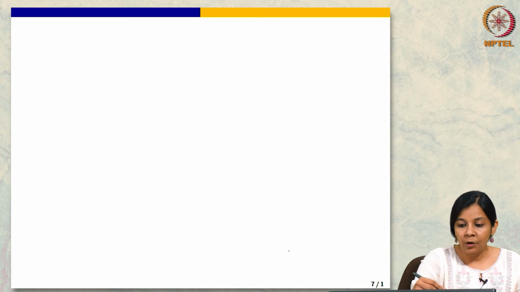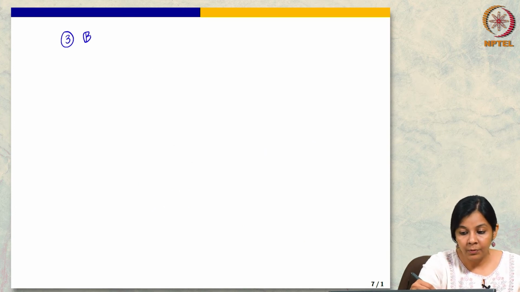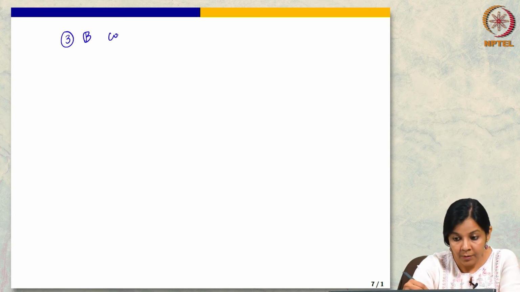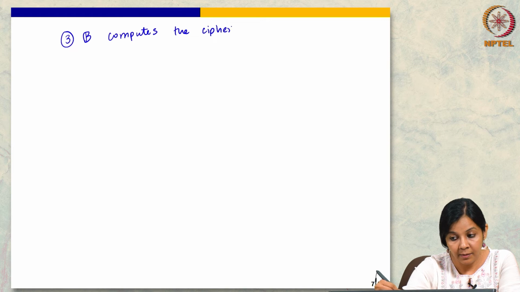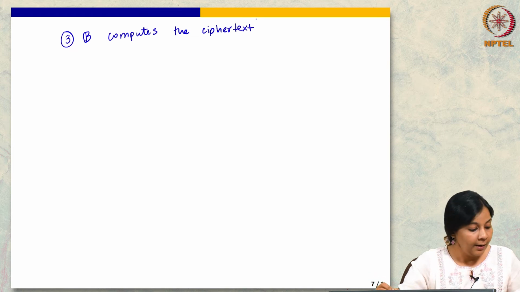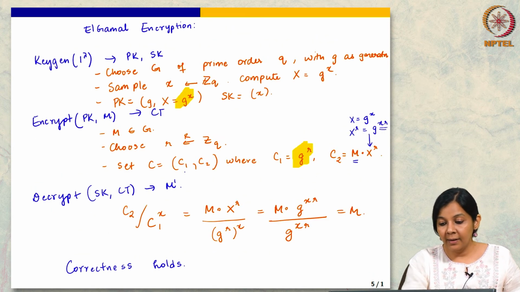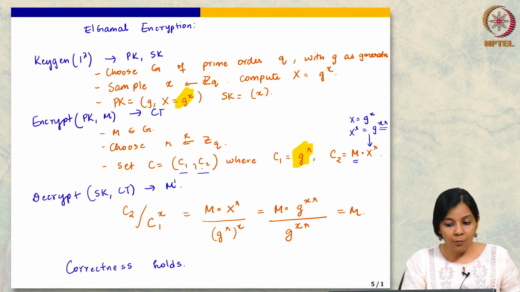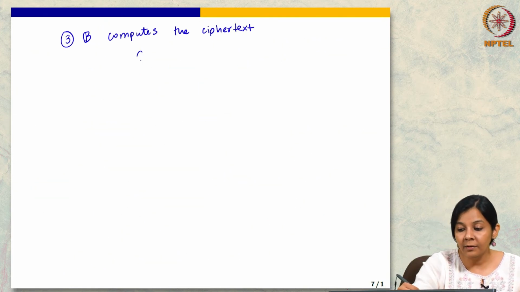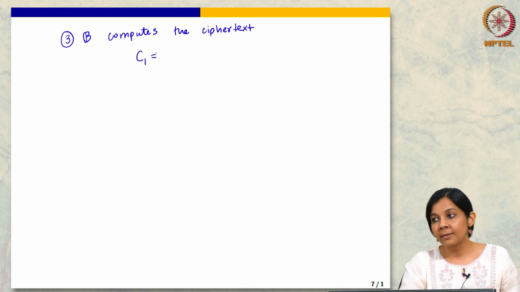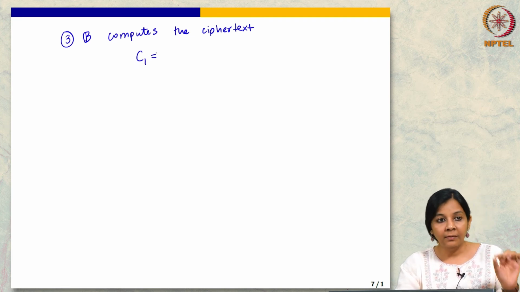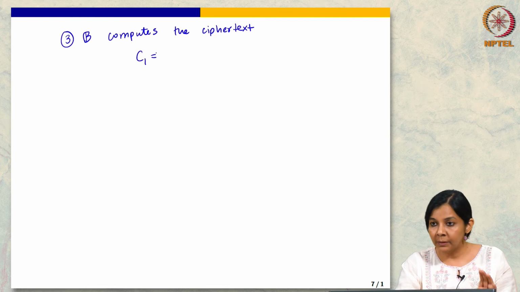Okay, and then what does B do? B now must compute the ciphertext. So, what does the ciphertext contain? It contains a C1 and a C2, where C1 is G to the R. Now, what should C1 be set as? The second part of the DDH tuple, right.